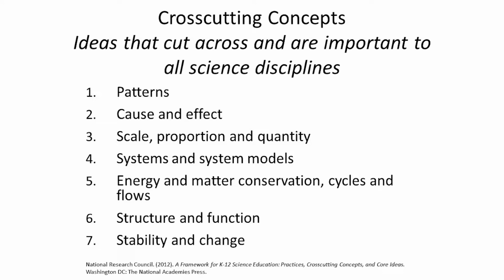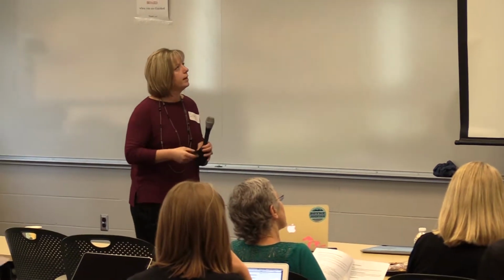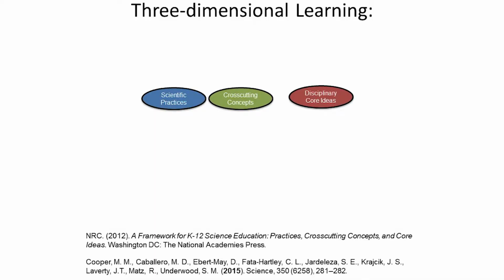So if we go back and we look at those big ideas from those other disciplines, we see energy coming up over and over again. Structure, function, stability, and change. A lot of these have overlap just with a cross-cutting concept, but they also have overlap with core ideas within the disciplines. We can't always separate these into discrete categories, but we can see that these are the types of things that permeate the disciplines.